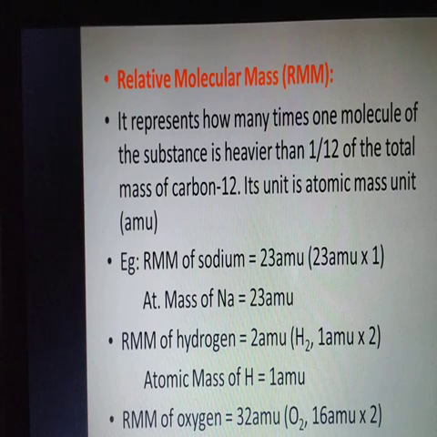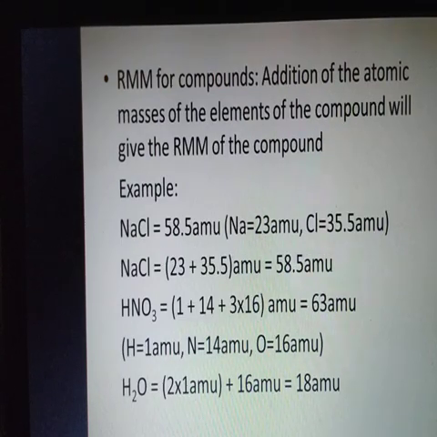Relative molecular mass of hydrogen: non-metals exist as molecules by pairing up with another atom. So hydrogen, how do we write it? H2, so 2 amu. But the relative atomic mass of hydrogen is 1 amu. Oxygen, we write O2, so 2 into 16 makes 32 amu.